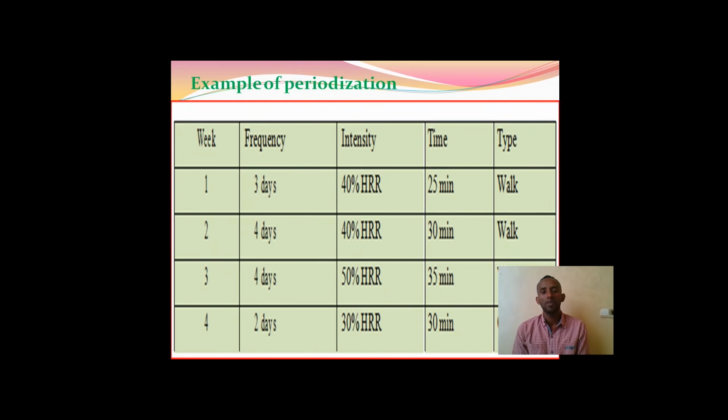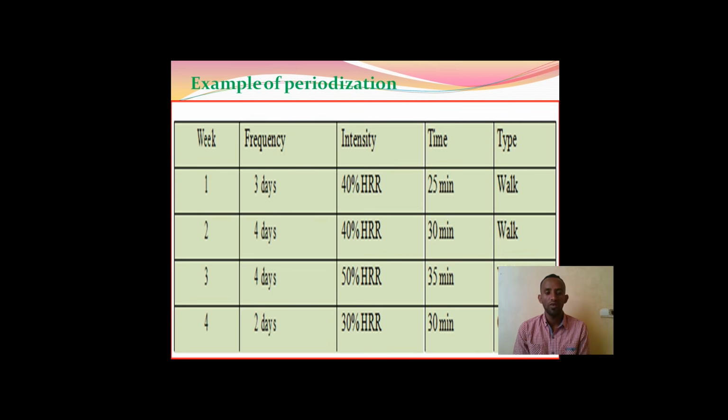In week one, for example, the frequency is 3, the intensity is 40% of heart rate, and the time is 25 minutes. The type of exercise is walking. In week two, the frequency is upgraded to 4, the intensity is kept as it is, which is 40% of heart rate, and the time is 13 minutes, and the type is walking. In week 3, 4 days, 50% of heart rate and 35 minutes, which is walking.